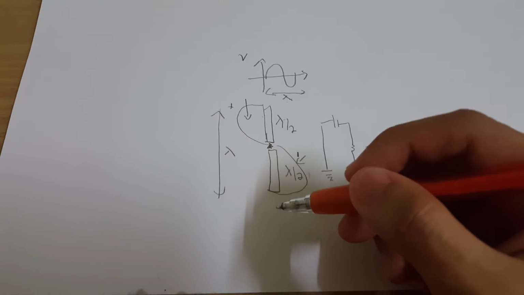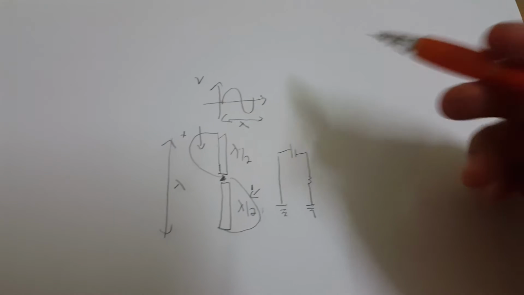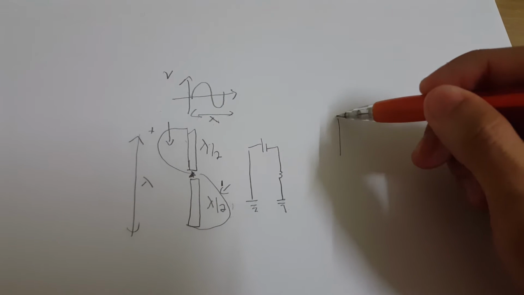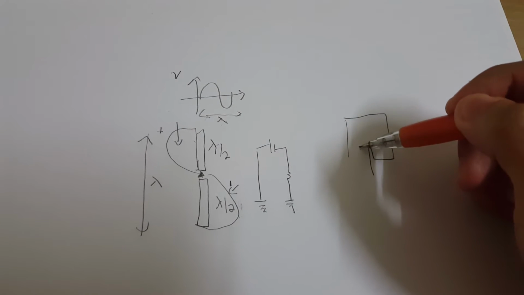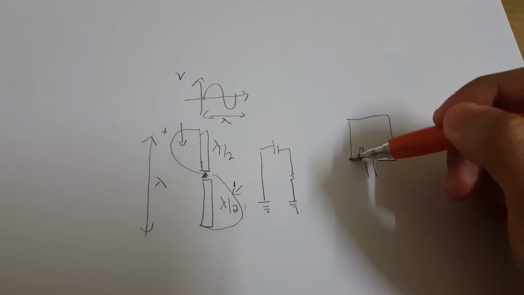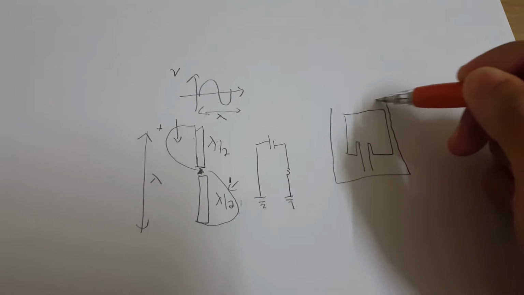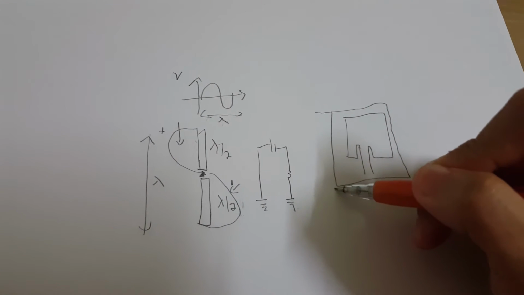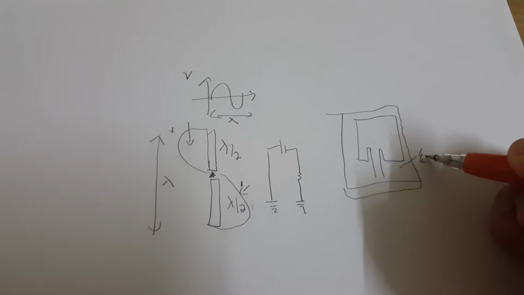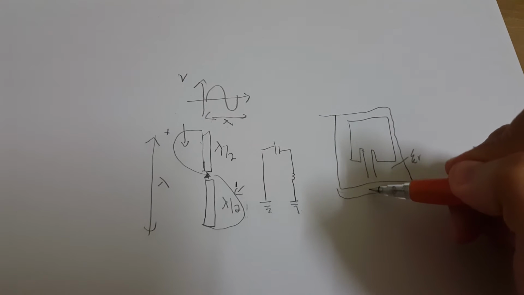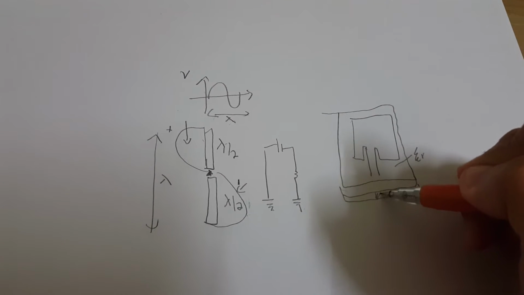So in a conventional patch antenna with inset feed, we have a patch antenna, then we have a substrate of permittivity epsilon R. Where is the grounding of the antenna? This is the ground.